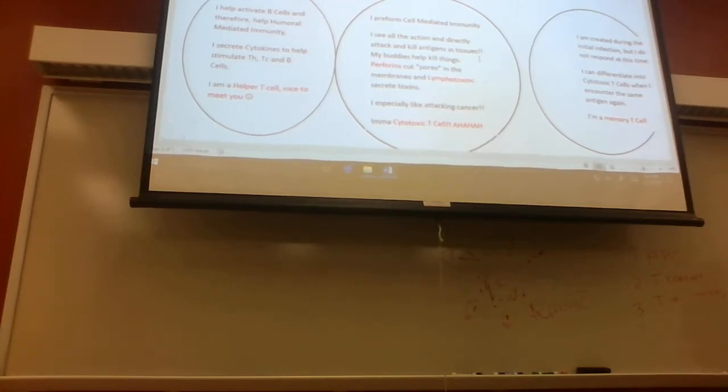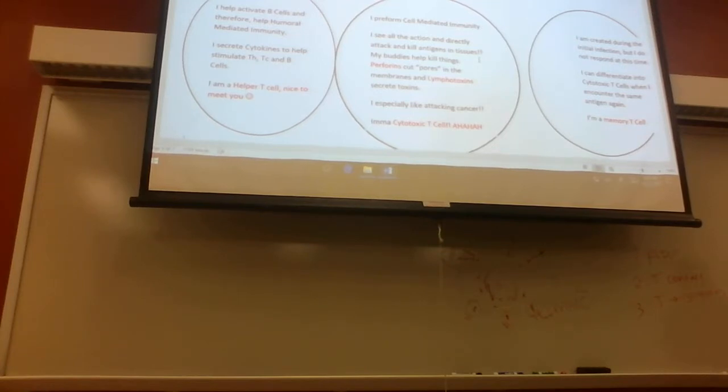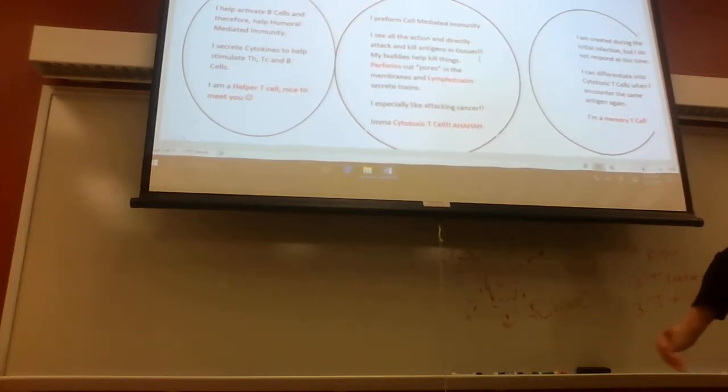The next cell we have is pretty boring. I'm created during initial infection, but I do not respond at this time. So when you have the first infection, your memory T cells don't really react. I can differentiate into cytotoxic T cells when I encounter the same antigen again. So your memory T cells are kind of like in training. They're like, oh, this is the threat, this is how we prepare, and they just kind of hang out in your body. But then when the threat comes back again, then they turn into cytotoxic T cell maniacs and destroy things.